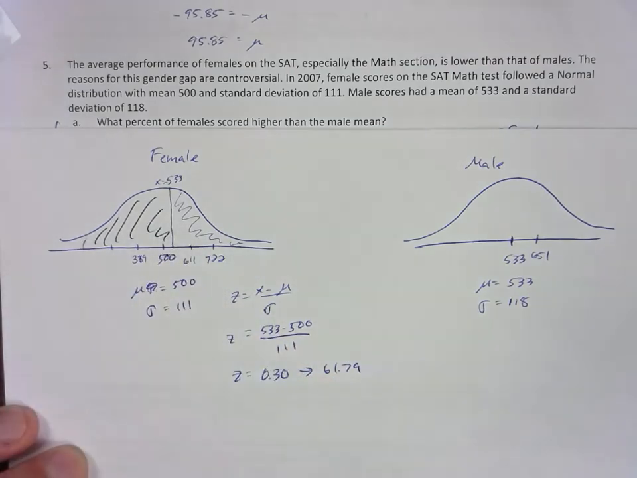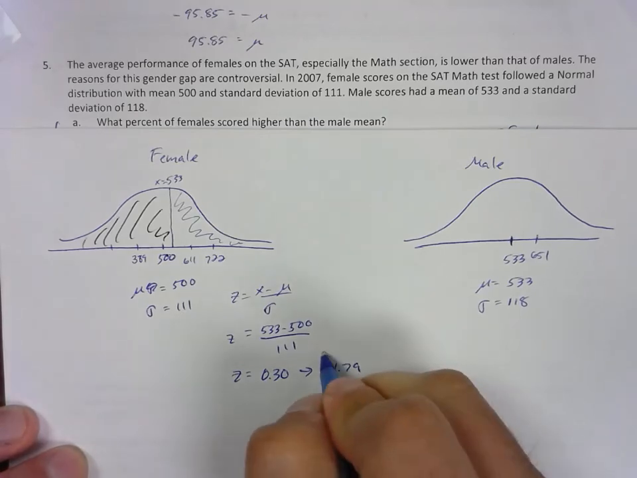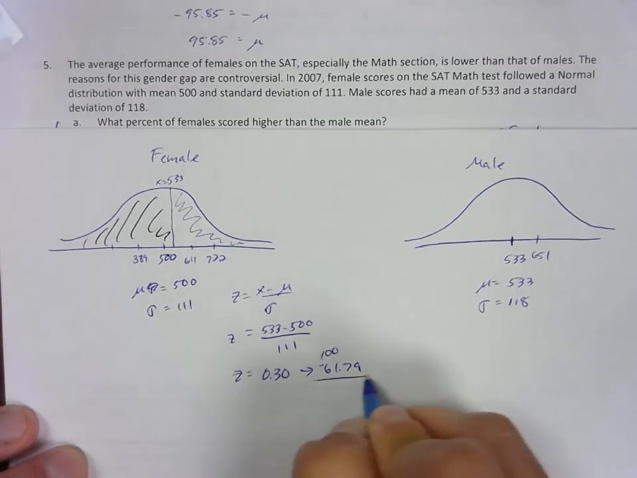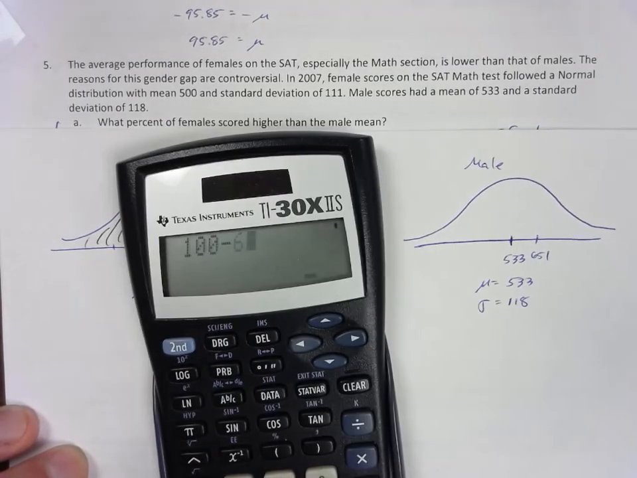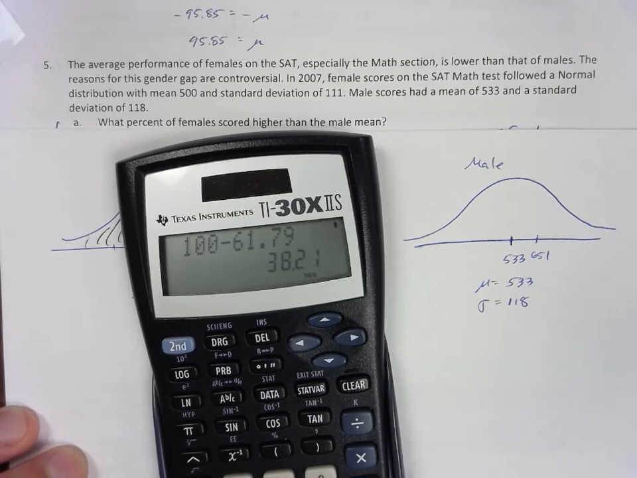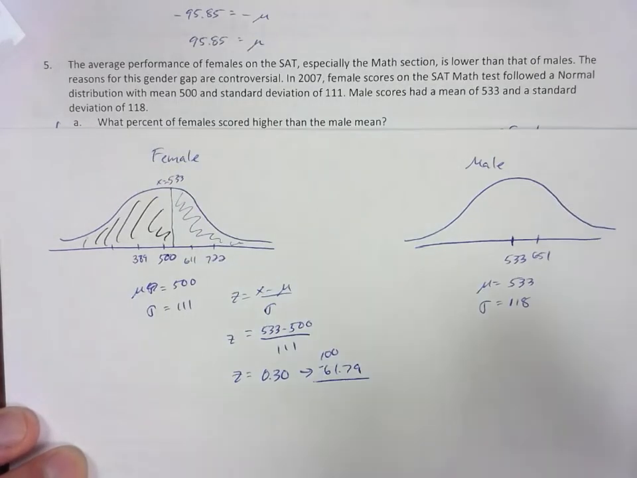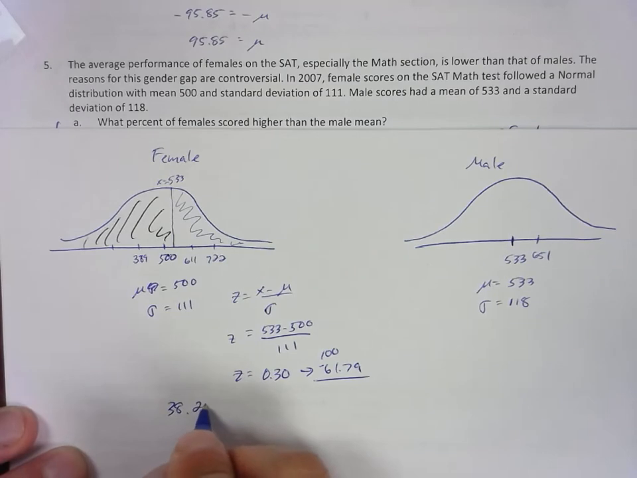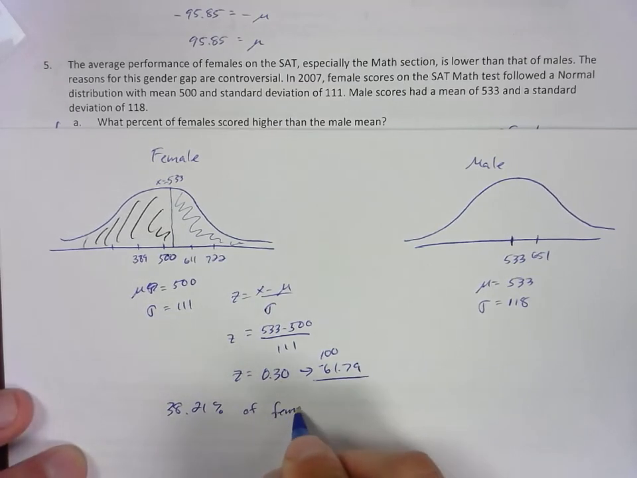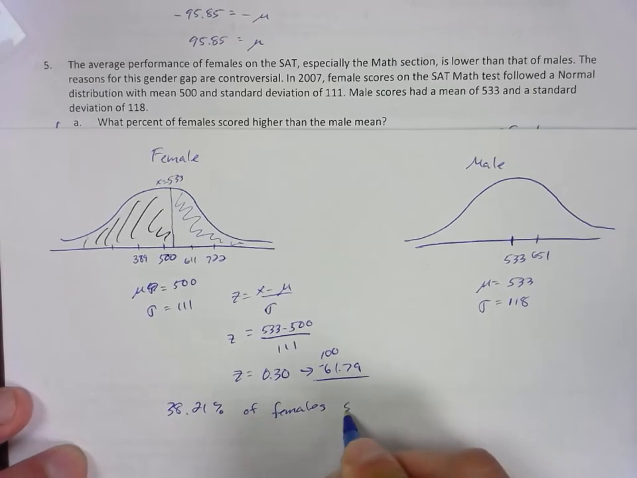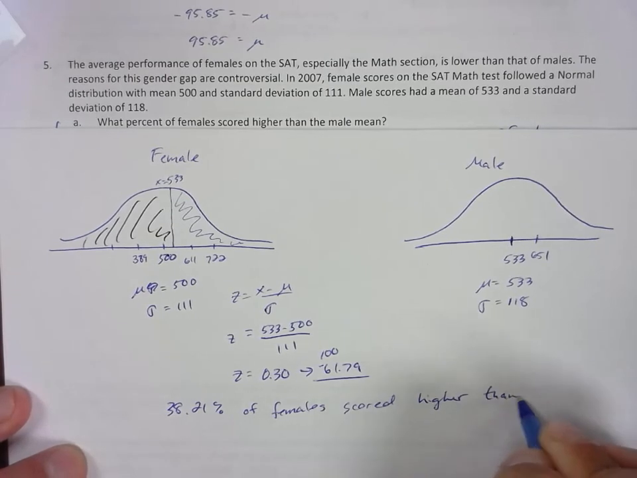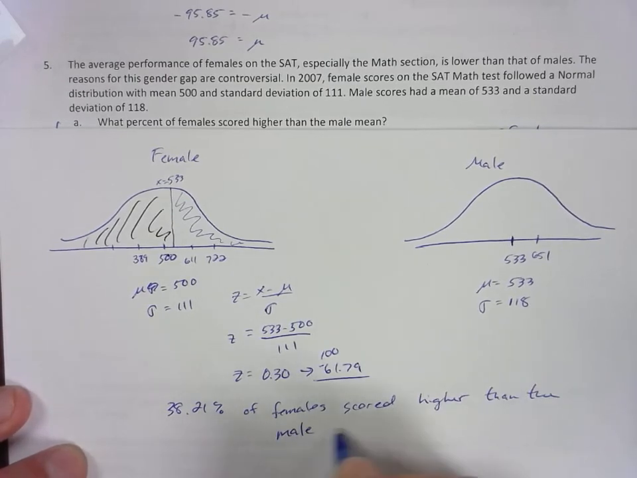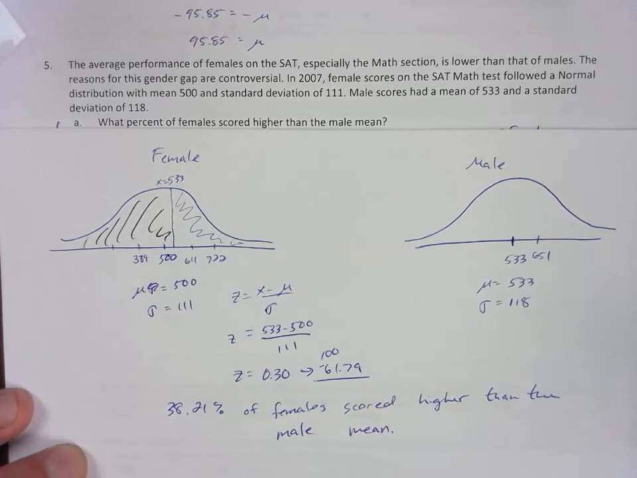So if this is 61.79, we need to subtract it from 100 to get that. So 100 minus 61.79 gives us an answer of 38.21. So the answer is 38.21% of females scored higher than the male mean. Alright, that's how you do part A.